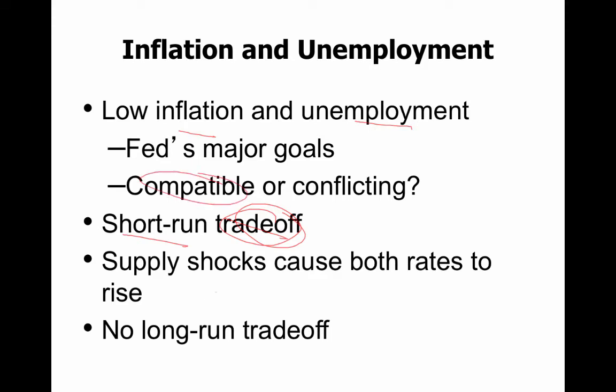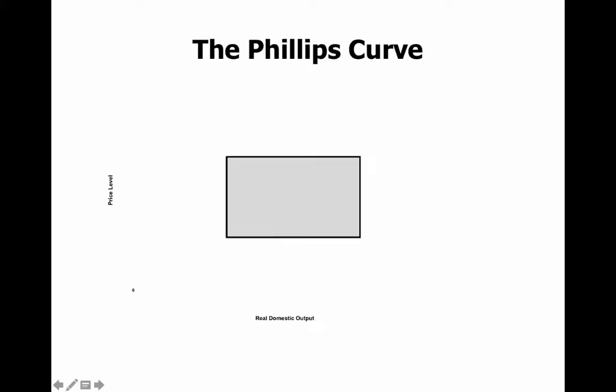Now we assume that the primary problem from a cost-push inflation standpoint is supply shocks, okay? And that's going to cause both unemployment and inflation to rise. And then we're going to see that in the long run there isn't really a trade-off. In the short run there is, but in the long run there is not. That's going to be the result of our discussion of the Phillips curve.